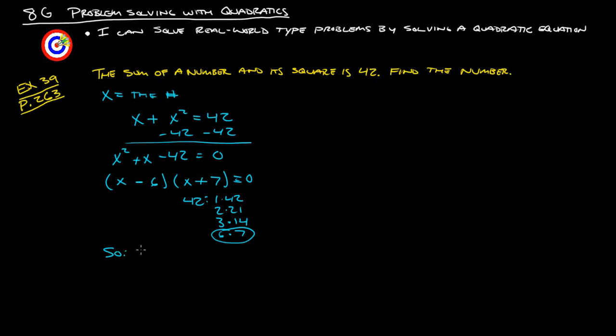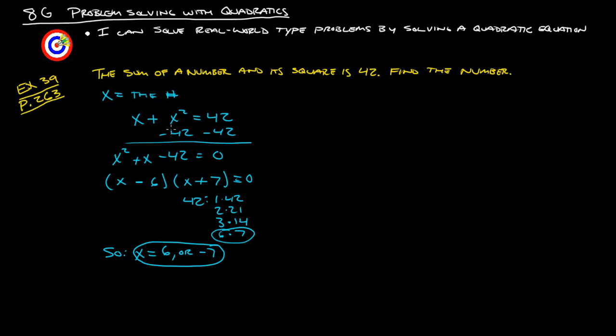So x has to equal, and again, as long as this is equal to 0 or this is equal to 0, then we're okay, because 0 times anything gives us 0. So 6 minus 6 gives us 0, so x could be 6. Or x could be negative 7, plus 7 also gives us 0. So that number could be negative 7, or it could be 6.